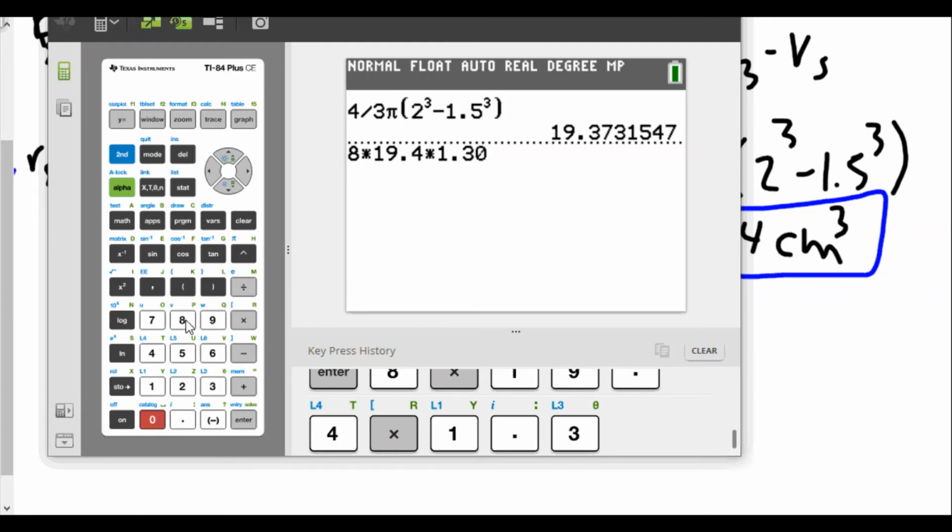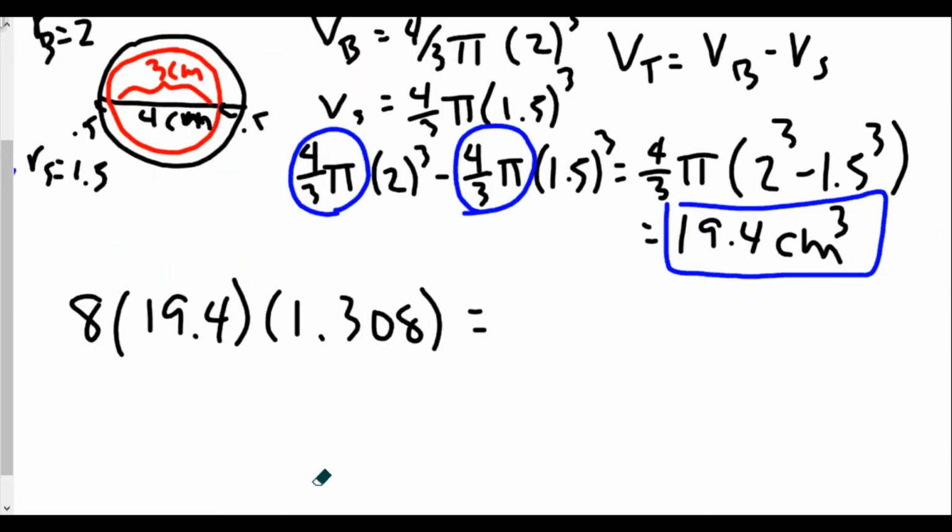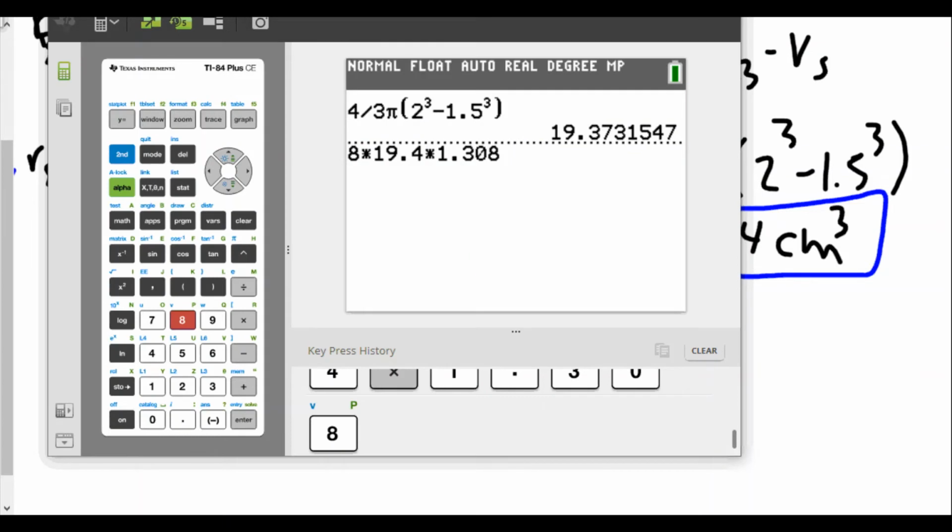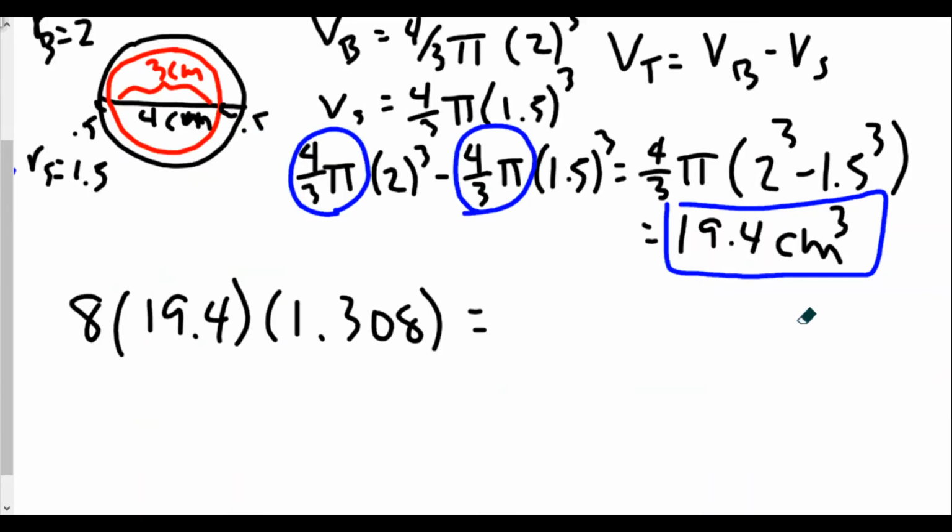Now I'm going to double check to make sure, because sometimes I miswrite things. Yeah, there you go. Okay, that's good. So we have 8 pieces of chocolate, each of them having a volume of 19.4 cubic centimeters. Multiplying that by the density of 1.308 grams per cubic centimeter, we get 203 grams. So that's the weight, 203 grams.